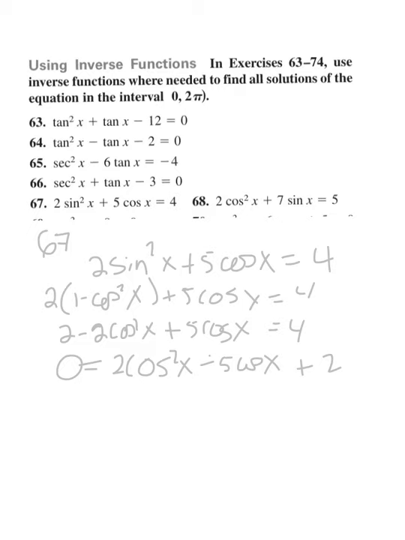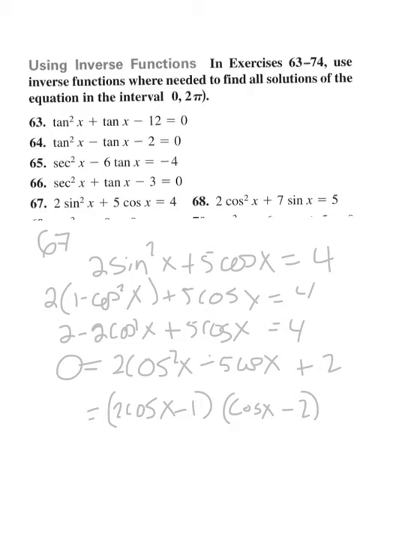I just like to bring everything over to the other side to have my highest powered term be positive, because I think it's easier to factor with. I'm going to mess with the factoring because this can be time consuming, but I think that worked out. So we got 2 cosine squared x minus 5 cosine x plus 2. So we're in business. That actually was surprisingly easy.